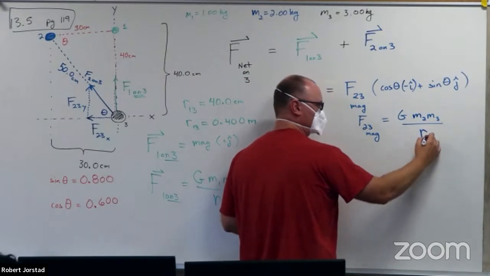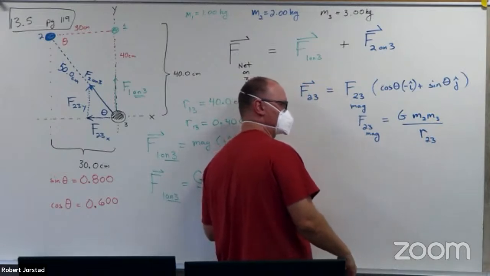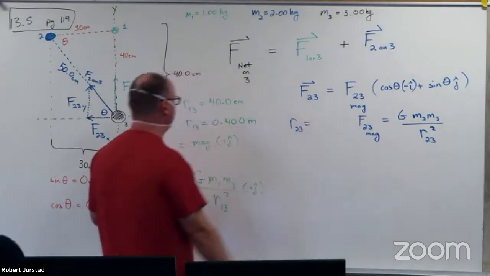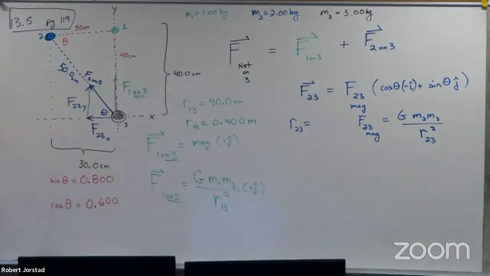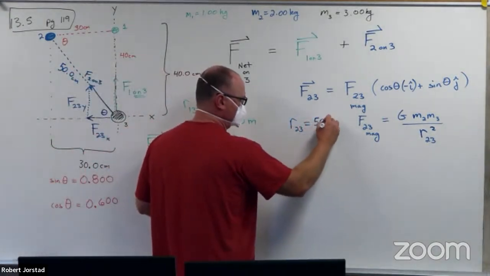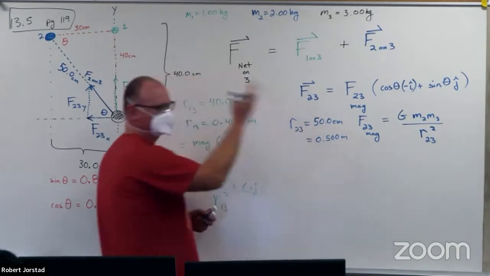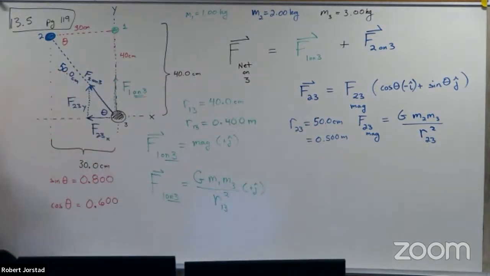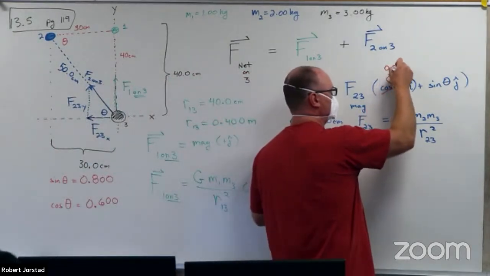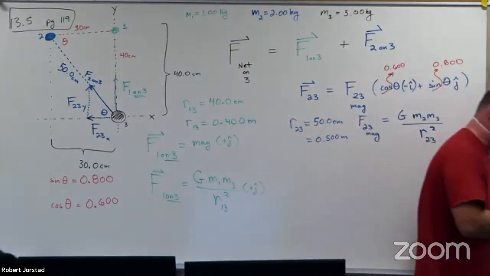R 2,3 squared or not squared? Squared. And what is R23 in the picture? Half a meter. We were going to convert that so we could say 50 centimeters, but that'll screw it up. So we better use 0.500 meters. We know cosine theta is 0.6. You know sine theta, 0.800.